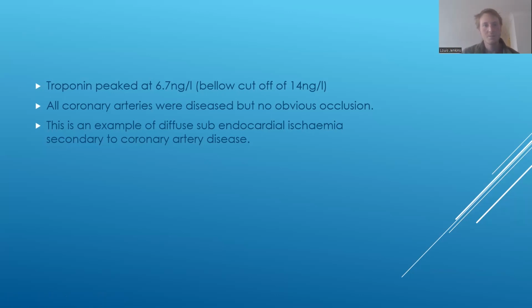Peak troponin was 6.7 nanograms per liter, which is below the cutoff for STEMI diagnosis. All her coronary arteries were diseased, but there wasn't any obvious occlusion. This is an example of diffuse subendocardial ischemia secondary to coronary artery disease. So what does that mean? If you picture the heart as a muscle which demands oxygen, without oxygen it will become ischemic, and if it has no oxygen, it will become necrotic and die. But it can still function when it's ischemic. It's just sort of in pain, if you will.